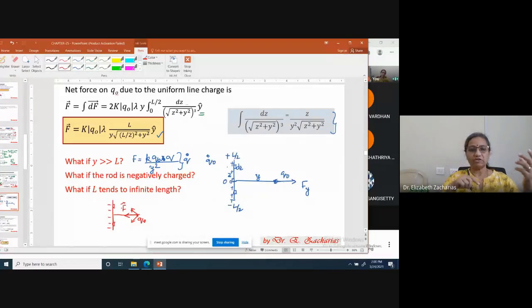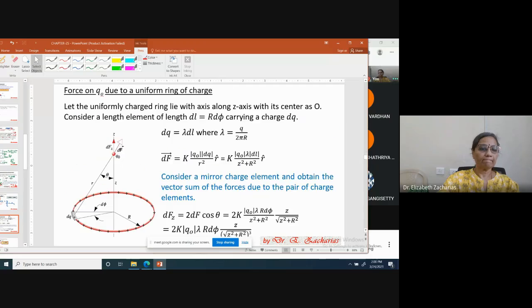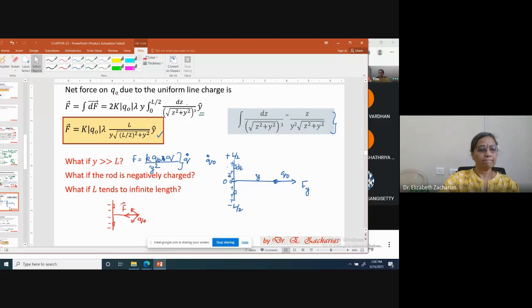Okay, next question. What if L becomes infinitely large? Then how will this formula change? Anyone? Y becomes, I can be neglected.